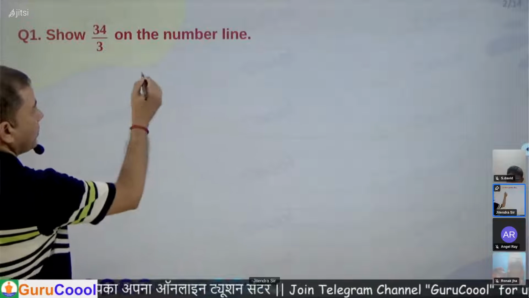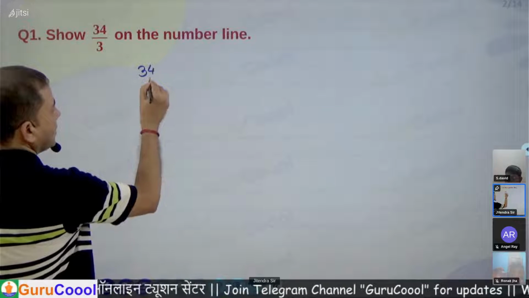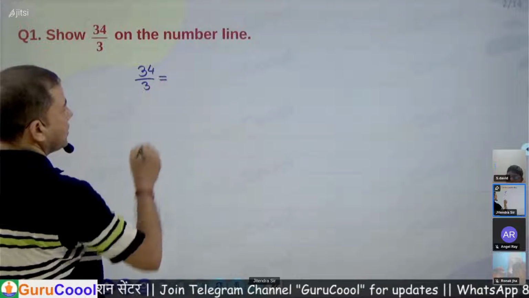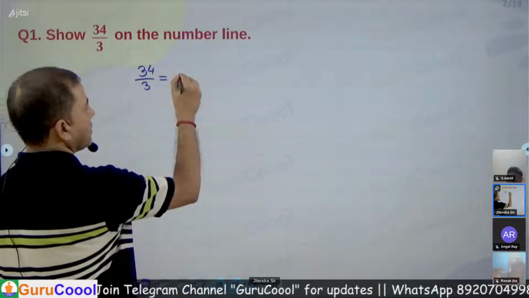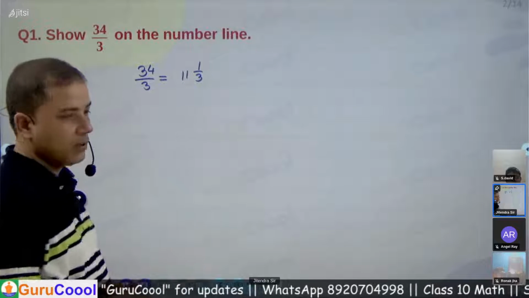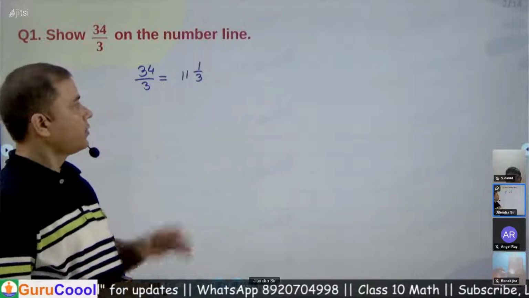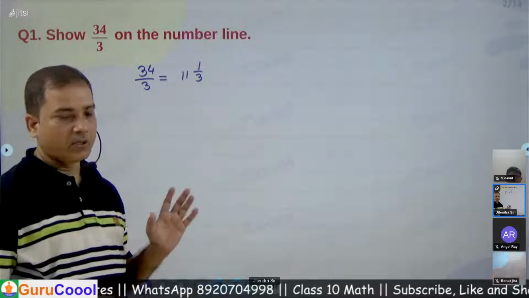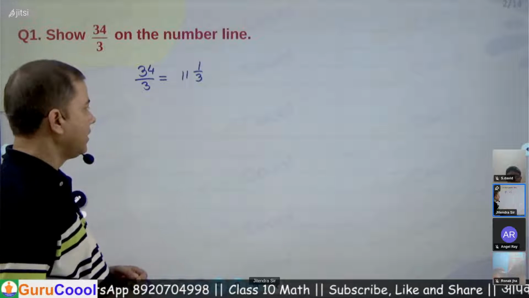So first of all, let us change it into a mixed fraction. 34 by 3 is 11 and 1 by 3. How to show this on the number line? It is a positive number, 11 and 1 by 3.